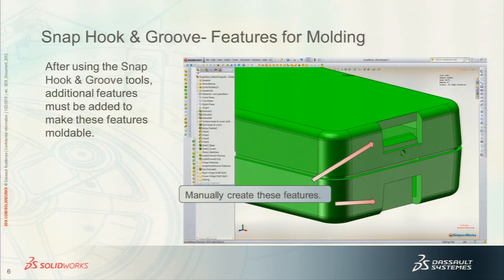Now, to create a moldable feature like the snap hook and groove, you do have to add these openings here for shutoffs that will help you create these other features. So the snap hook and groove tools will only take you so far. They'll get your basic geometry of the snap hook and its groove, but you do have to go in and add a few additional features so that you can mold it in reality. So you do have to have some concept of various shutoffs and what to do in your tool steel, and we'll cover that a little bit further on as well.